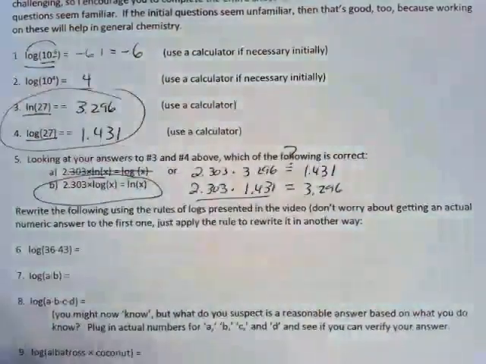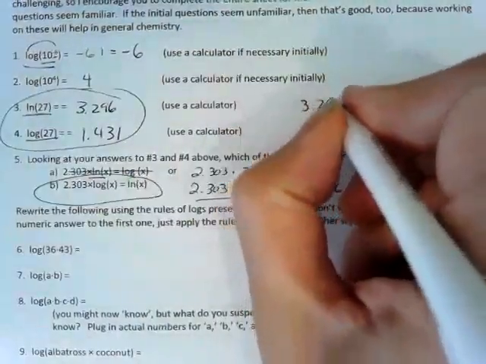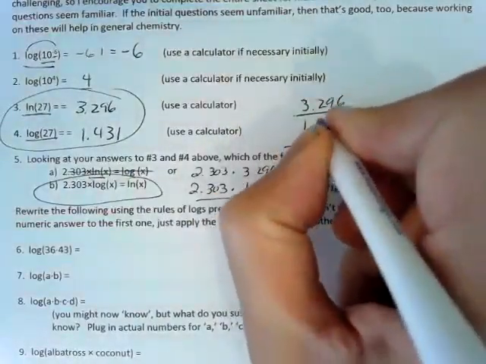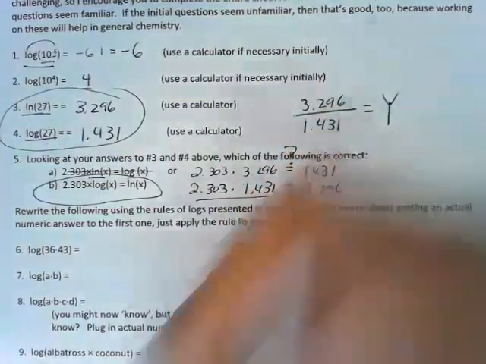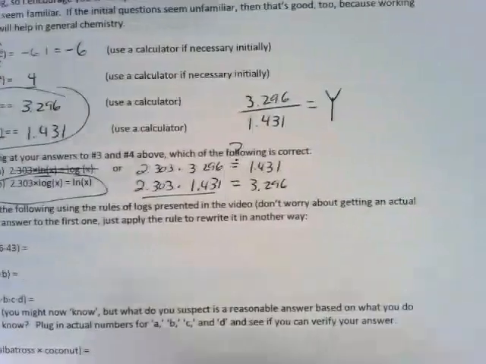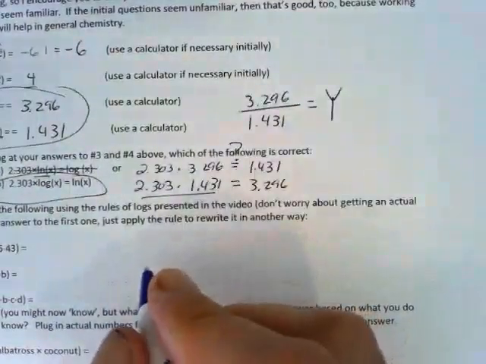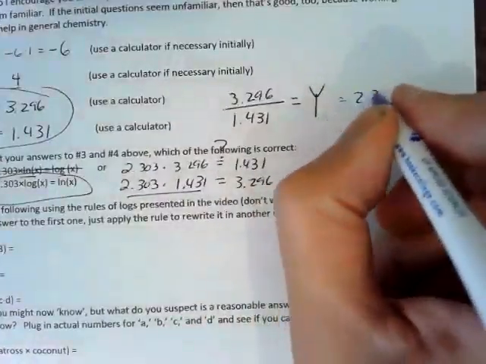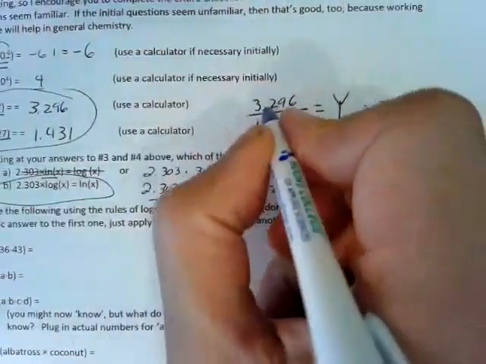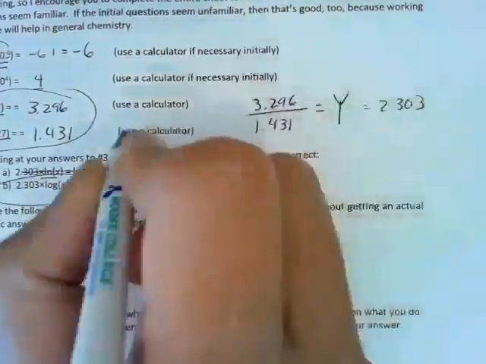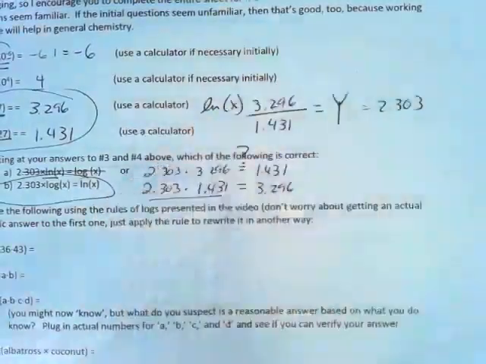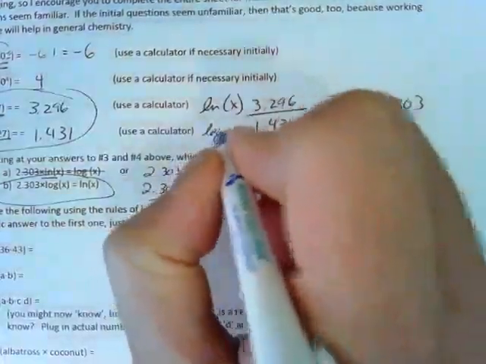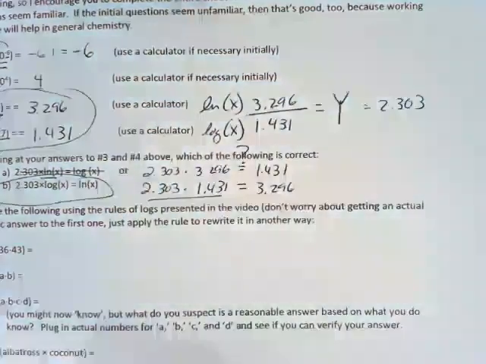Furthermore, even if we forget the 2.303, there's a way to generate that. If we look at these two numbers, if we take 3.296 and divide by 1.431, we get our missing conversion factor. So if you go ahead and do that on your calculator, I guarantee you're going to get 2.303. And then we could say, hey, look, this was the natural log of our number. This was our base 10 log of our number.